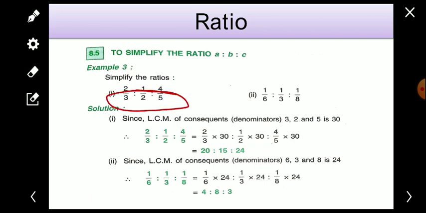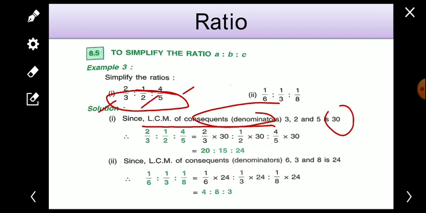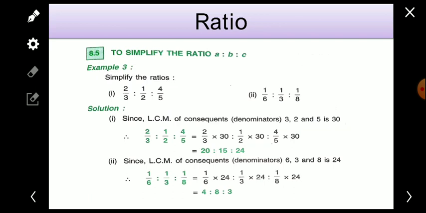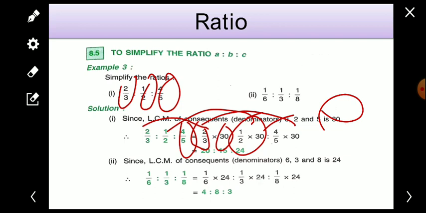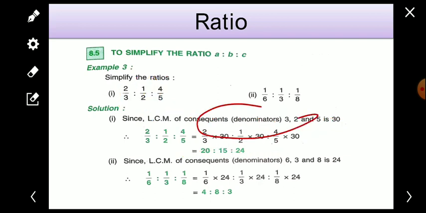We'll get the LCM of the consequents. At first we will find the LCM of the consequents, meaning denominators. Here we have 3, 2 and 5. If we find the LCM, we get 30. LCM is 30. When we get the LCM of the denominators, we multiply each and every term by the LCM. So 2 by 3 will be multiplied by 30, 1 by 2 will be multiplied by 30, 4 by 5 will be multiplied by 30, and after solving we will get 20 : 15 : 24. So this is the simplest form.